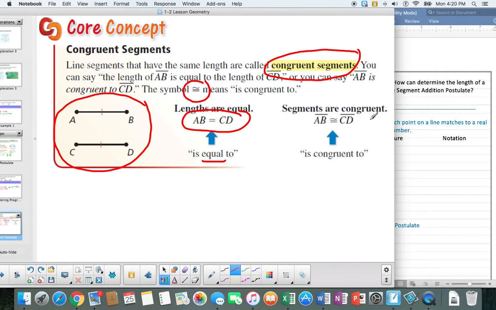The congruent symbol means that the set of points matches another set of points. So if I were to move these points, they would match perfectly with these points. And this is the way we write it. We say that segment AB is congruent to segment CD. Notice the word lengths is used here, segments are used here, equals is used here, and congruent is used here.